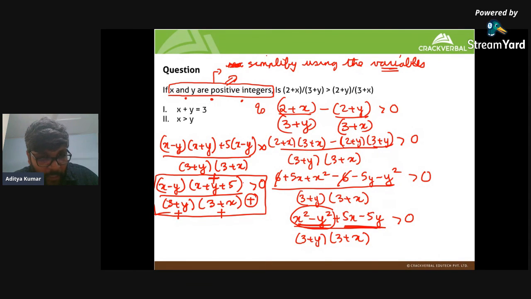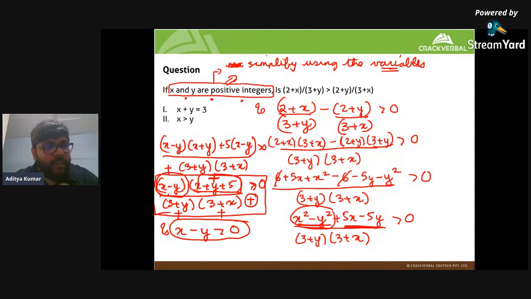If the entire denominator is positive, for this division to be greater than 0, the entire numerator has to be positive. And x plus y plus 5 I already know is positive, right? So the only thing I have to worry about is whether x minus y is positive or not. So the question now is basically asking me, is x minus y greater than 0? This is what it is. If you do this, your answer quickly pops up at you.